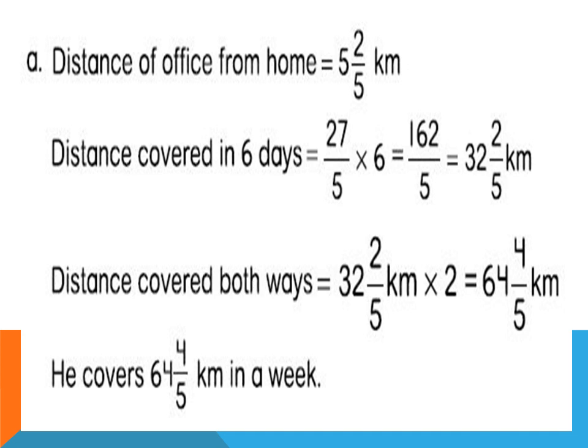Now that is the distance covered going only one side, that means from home to the office. But Mohan has to come back from the office to home also. So look at the third statement. Distance covered both ways is 32 2/5 multiplied by 2, which gives us 64 4/5. So Mohan covers 64 4/5 km in a week.